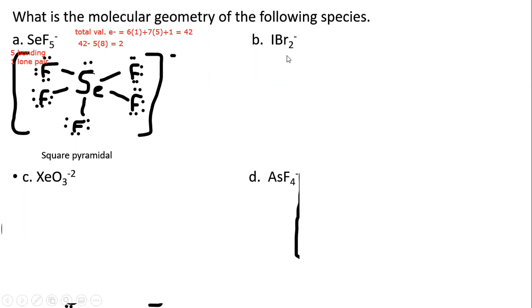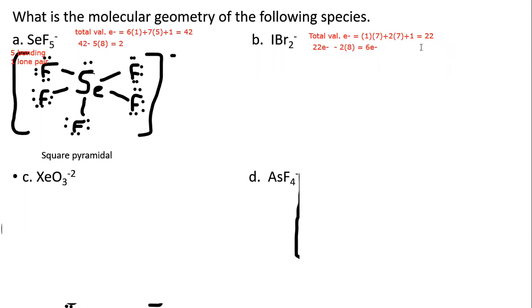Next, we go to IBr2 minus. And again, there's halogens as the terminal atoms. So the total number of valence electrons, we have 1 times 7 plus 2 times 7 plus 1. And that's a total of 22. Now we have 22 electrons. We have 2 terminal halogens, so 2 times 8 means there's 6 electrons left over.